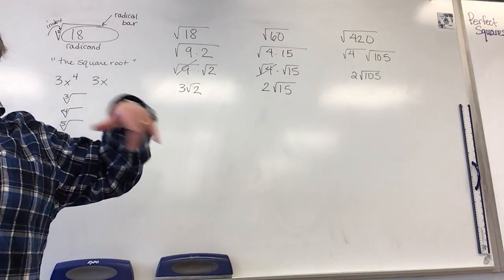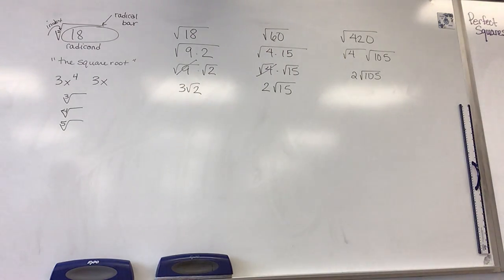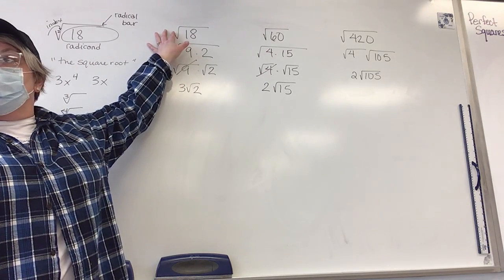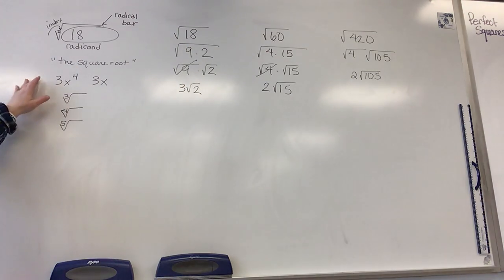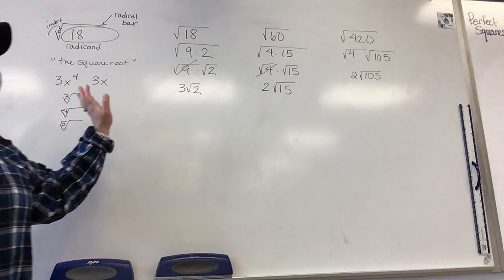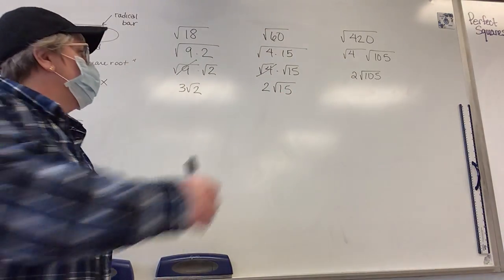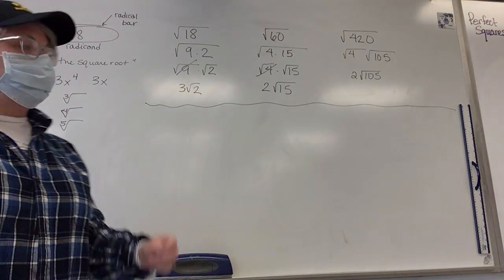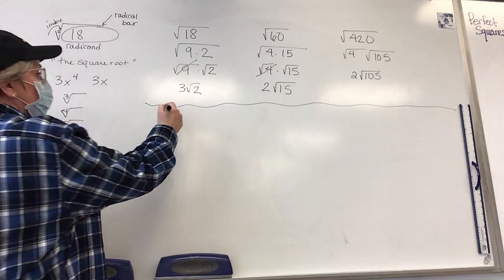I love this way. It is a great way to use perfect squares. The problem with it only works when you're doing square roots. So when you get to algebra 2, when we do the cube root, fourth root, and fifth root, this way is totally gone. So let me show you just a different way of doing it, and you decide. So let's rewrite the square root of 18.